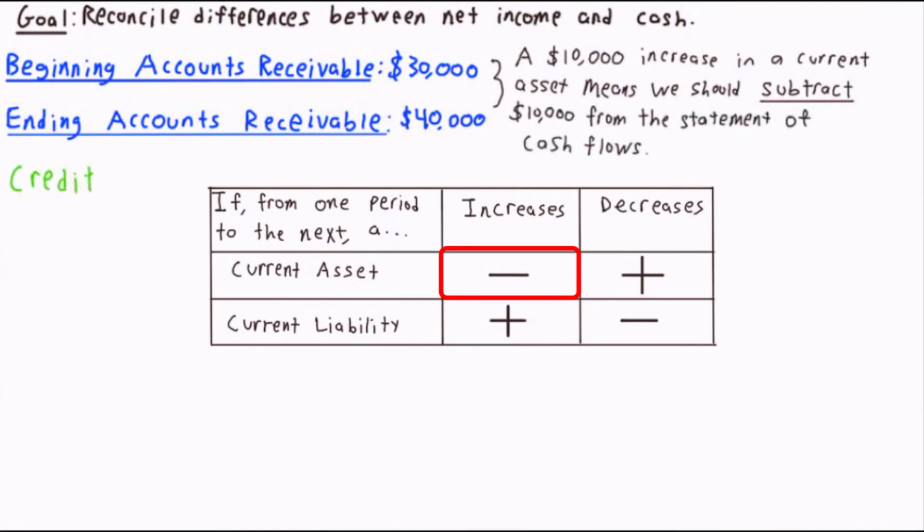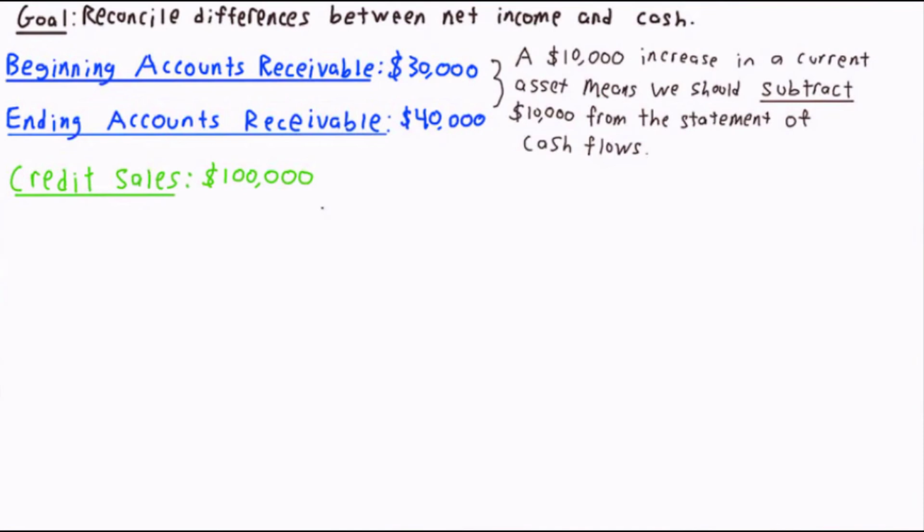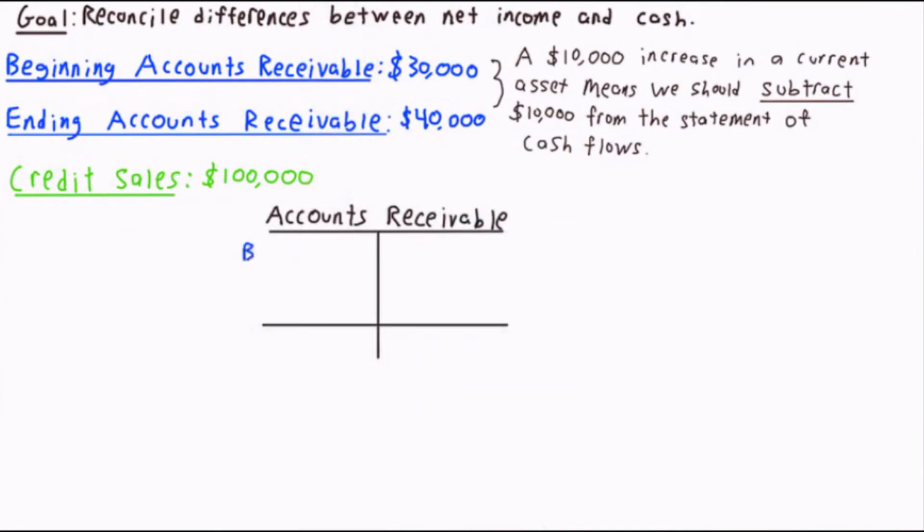Let's say credit sales are $100,000. The amount really doesn't matter. In order to get the ending balance of $40,000 in accounts receivable, we know there needs to be a $90,000 credit to accounts receivable. And we know accounts receivable gets credited when cash is received from customers.